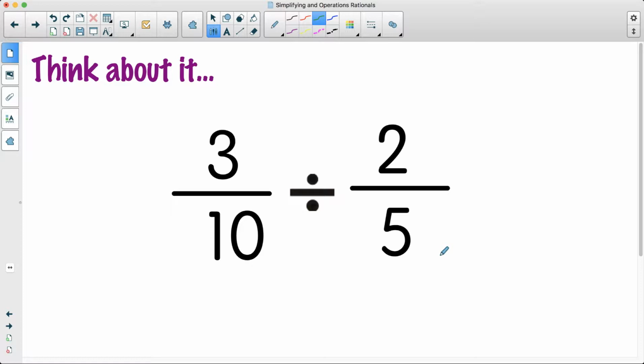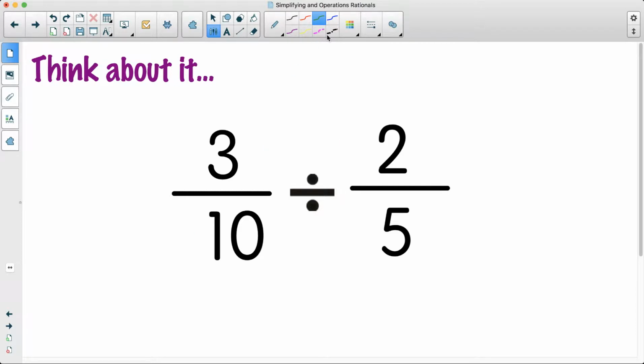So in the last video, you learned how to multiply rational functions. So now we're going to look at how to divide. And dividing rational functions is basically the same thing as multiplying, but we've got one extra step at the very beginning we need to take into account. So let's just look at a basic fraction division problem here to start.